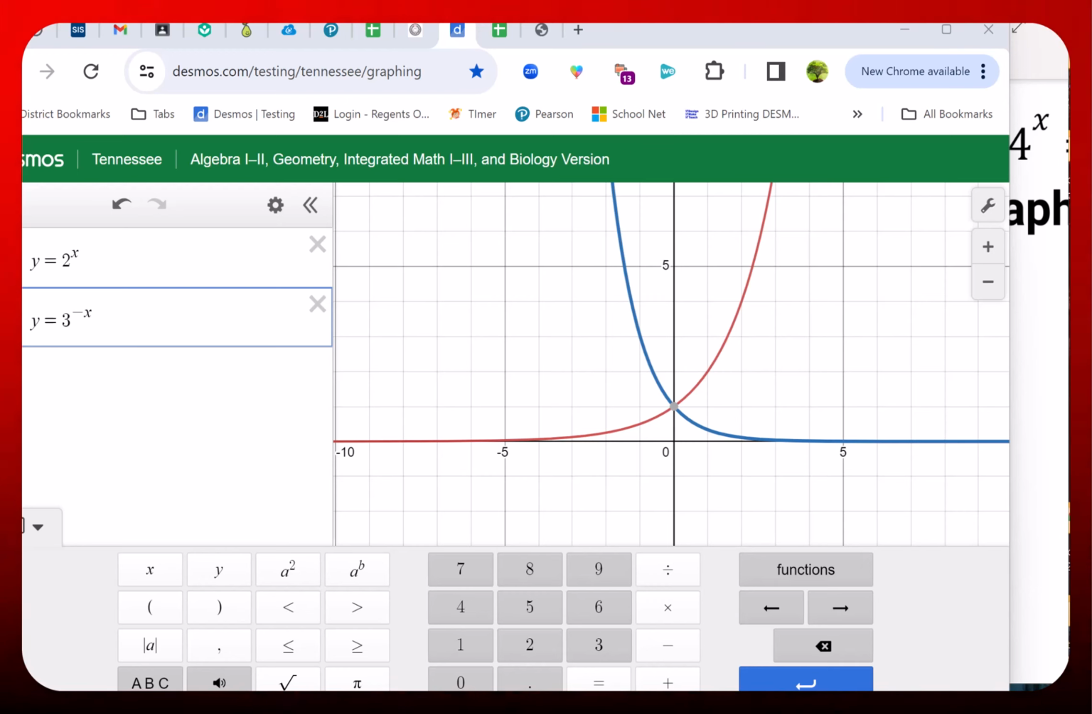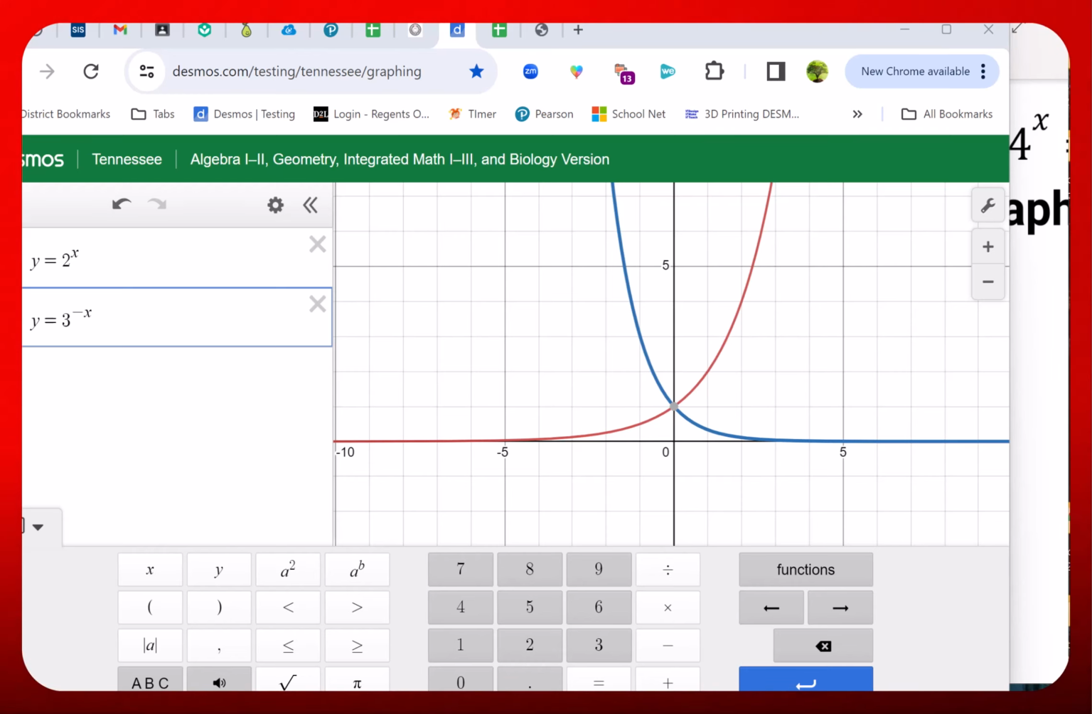This first one right here, the 2 to the power of x, notice how that base is positive, so that's going to give you that red line, which is a growth. And then 3 to the power of negative x, so if you have a negative exponent, what that's going to do is move the 3 to the denominator and cause that to be a decay. So this is exactly what I expected.